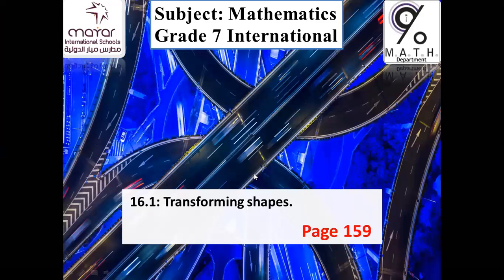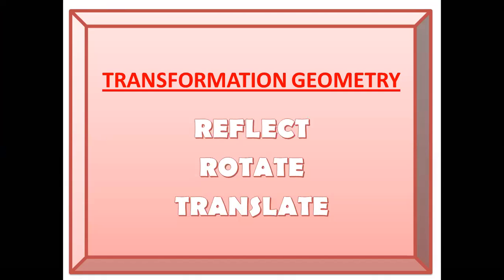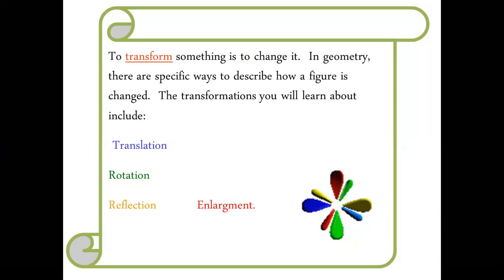Okay, transforming shapes. Guys, transformation geometry contains three things: reflection, rotation, and translation. Now we'll talk about each in specific. To transform something is to change it. In geometry, there are specific ways to describe how a figure is changed. The transformations you will learn about include translation, rotation, reflection, and enlargement.